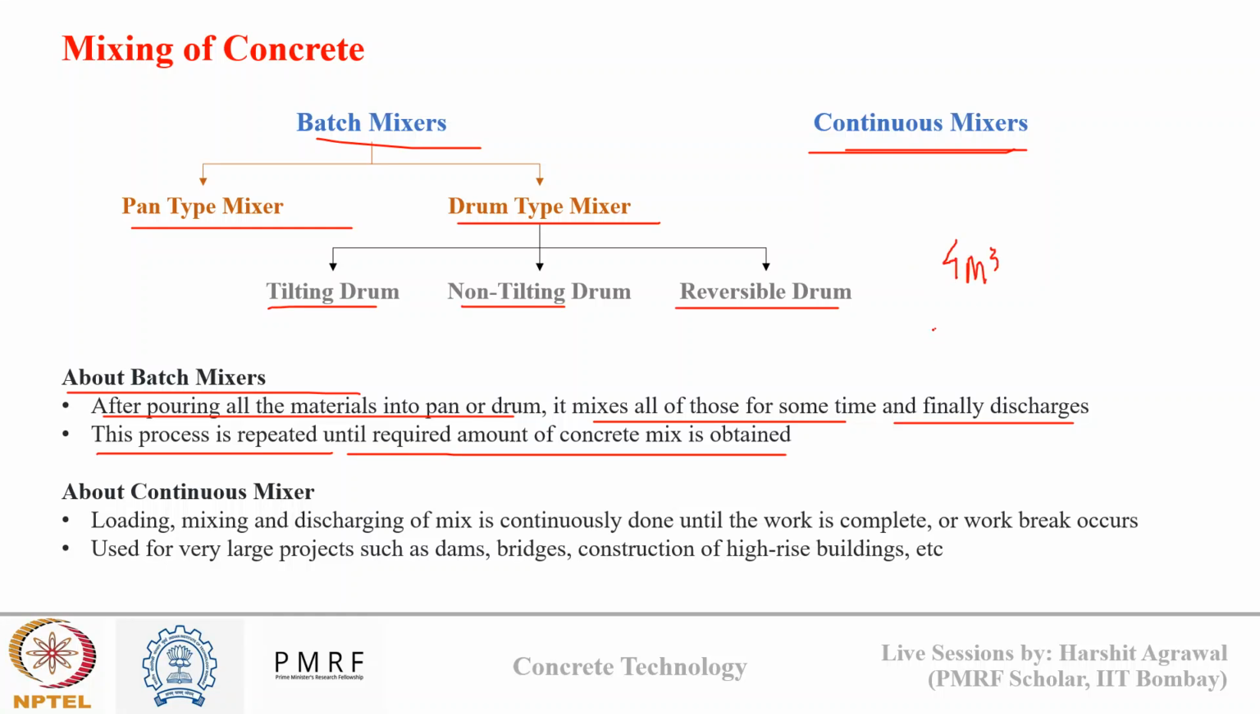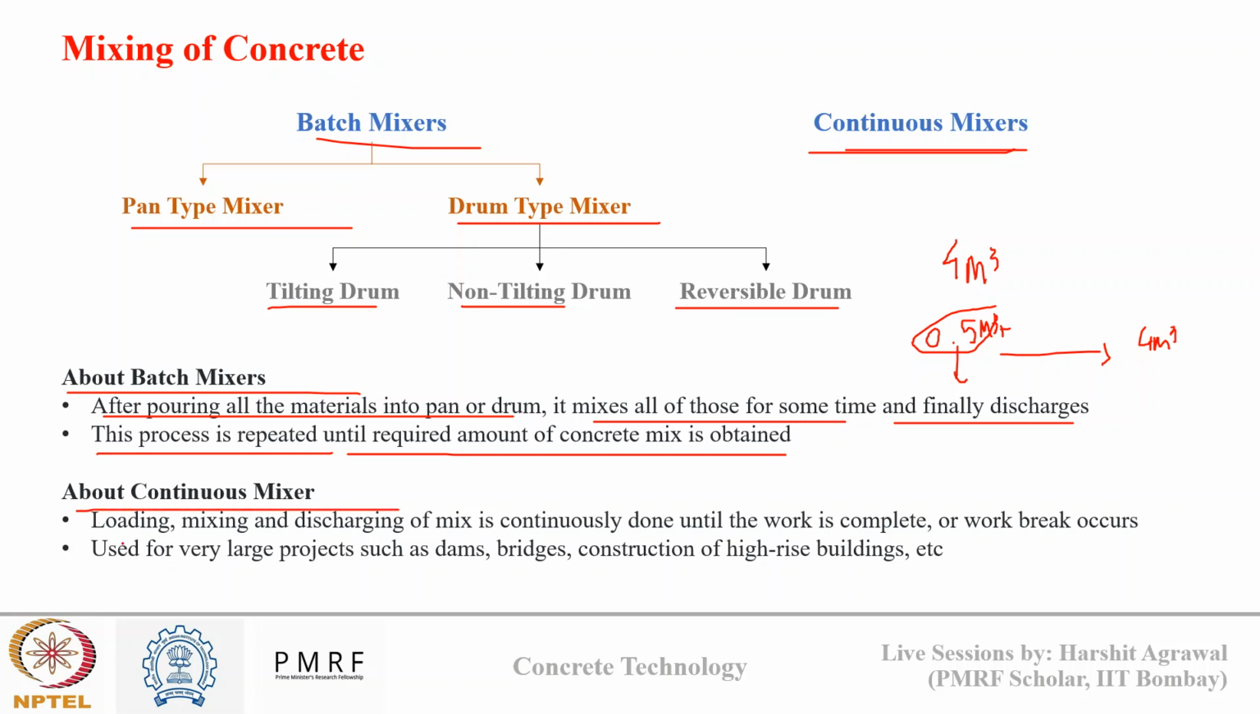Okay, however, my mixer has a capacity of only 0.5 cubic meter at once. So in a batch mixer, I will mix 0.5, I will discharge this, I will then mix another 0.5 and discharge it, and I will repeat this until I obtain a 4 cubic meter discharge. Okay, so this is known as a batch mixer.